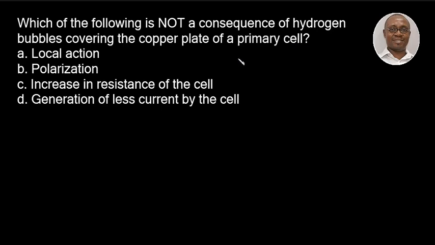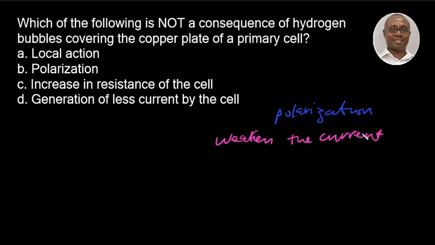First, let us acknowledge the fact that the formation of hydrogen bubbles on the copper plate is another name that is given to the process called polarization. Okay, and when these hydrogen bubbles cover the copper plate, it weakens the current. That is, the current quickly fades to a very small value.